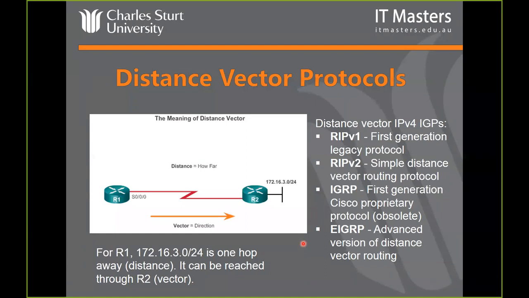The vector is the direction in which that packet needs to go. So in this case, to get to 172.16.3.0/24 from router 1, we have one hop, that's the distance, with the vector being towards router 2, so out interface 0/0/0. That's where they get the distance vector from. How far, which direction?